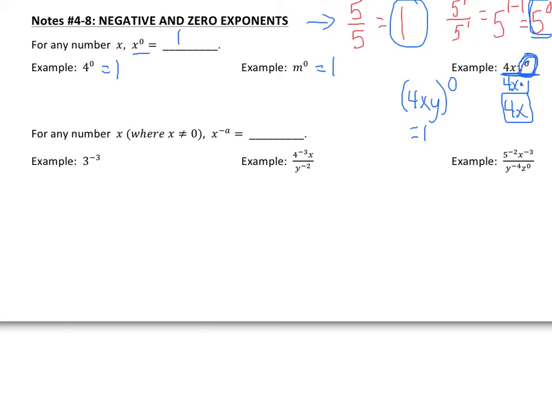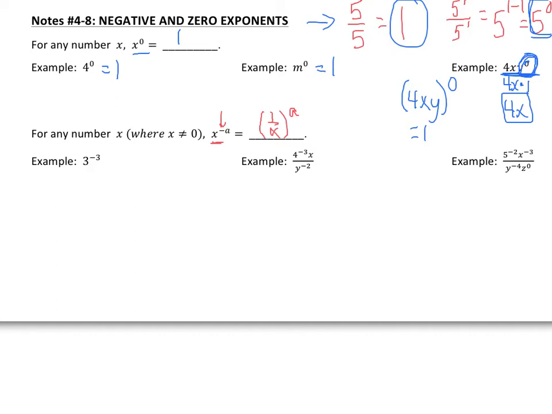Okay, let's look at the next example. It says for any number x where x is not equal to 0, x to the negative a. So when you have a negative exponent, what you're going to do is flip the base or make that the reciprocal. So the reciprocal is 1 over x, and then you're going to raise it to the positive power. So this negative exponent is kind of like a red flag that's telling you to flip the base, make it the reciprocal. And then once you do that, you can change it back to the positive power.